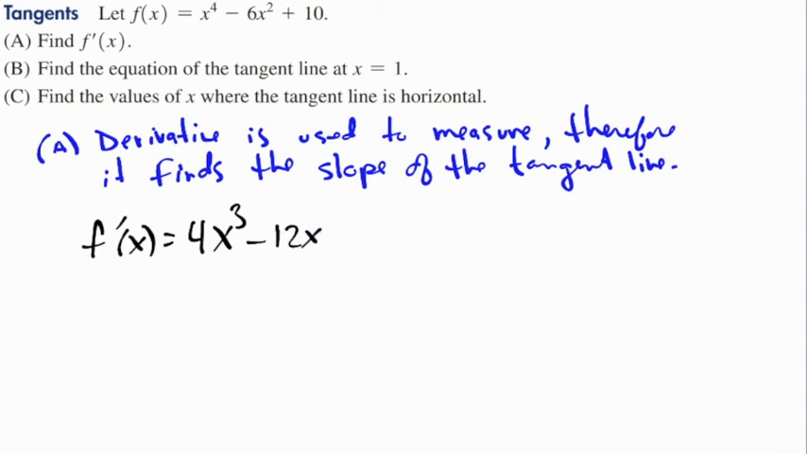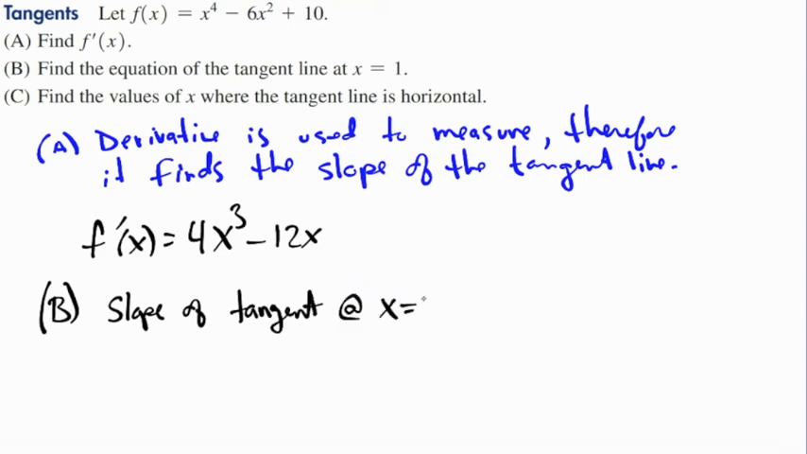Part B says find the equation of the tangent line at x equals 1. So the slope of the tangent line at x equals 1 is f prime of 1, which equals 4 minus 12, which is negative 8. So this is the slope, which we use the letter m for, and for tangent, in subscript, I write m tan, which is negative 8.